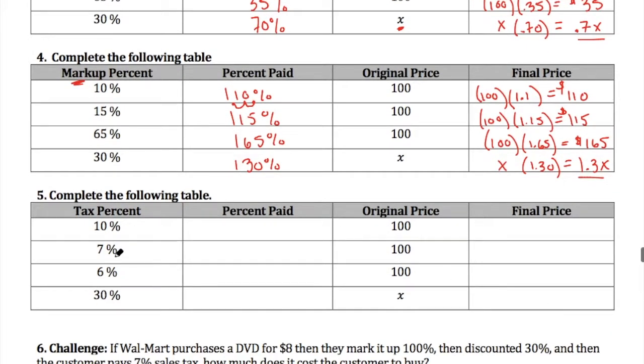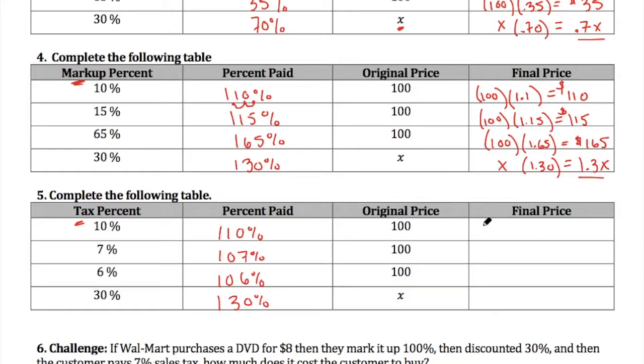All right, let's do it again with a tax. So if we've got a tax, well, a tax of 10% is an amount that's added on to our original. So we start with 100%, we add on 10%, we have 110% that we're paying. If we have 7% tax, we're adding that to our 100 to get 107%. 6% tax. If you live in Beaver or Butler County, I believe they have a 6% tax. And if you have a 30% tax, 130%.